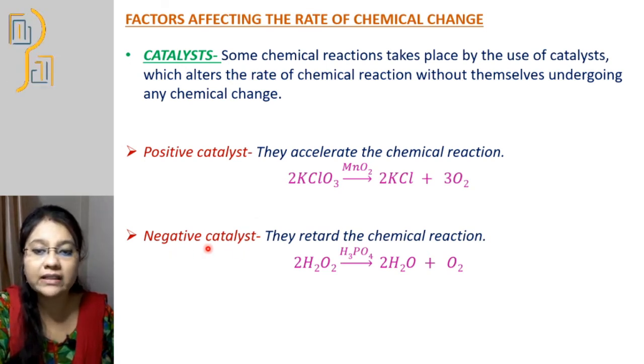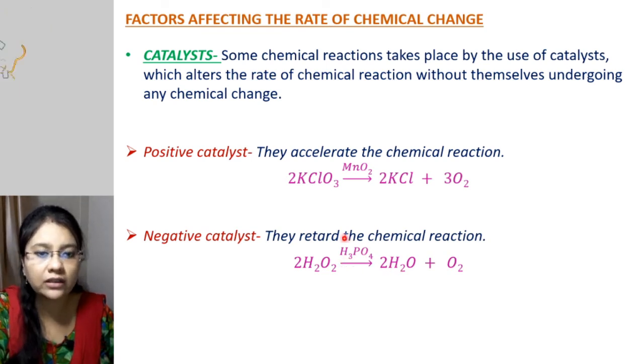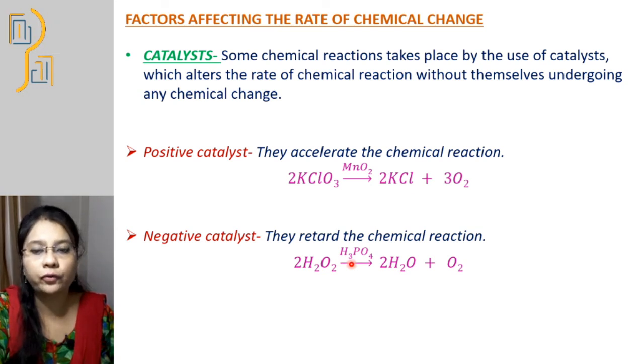The other type is negative catalyst, which retards the chemical reaction. 2H2O2 in the presence of H3PO4 will form 2H2O and O2, but this chemical reaction is retarded by the presence of H3PO4. So H3PO4 acts as the negative catalyst over here. With this, we complete this chapter.